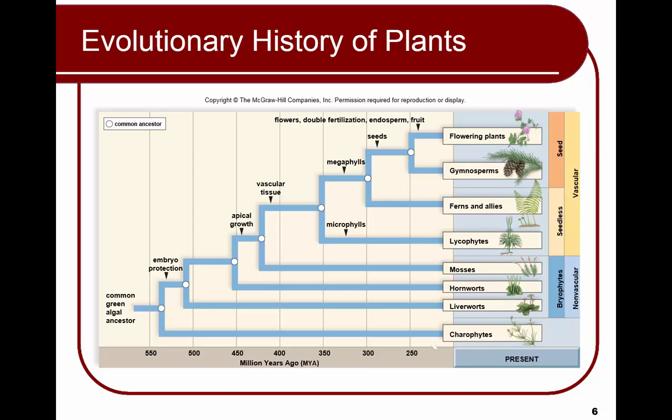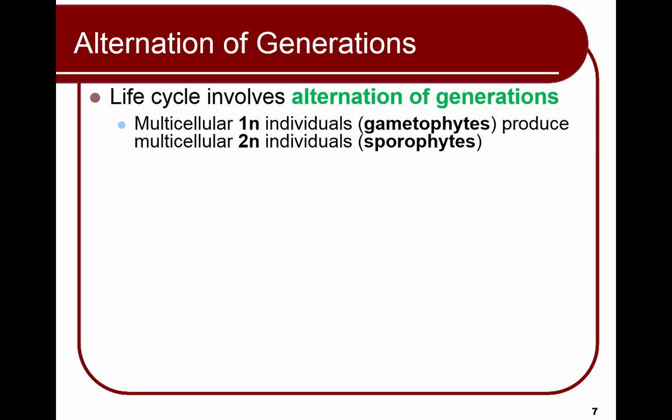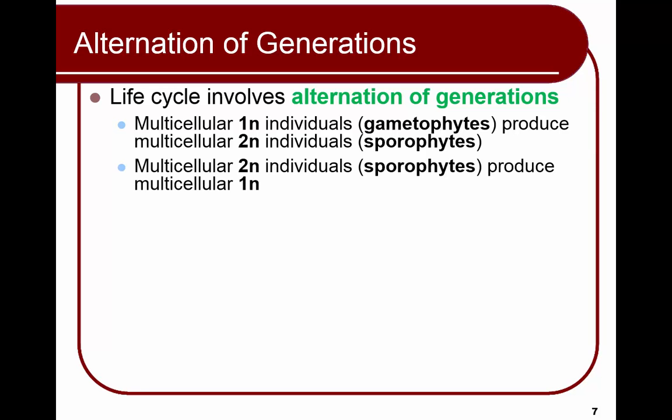This is what I asked you to look at in your book a few minutes ago, and you can see the 4 groups and how they developed these adaptations to help them survive better. Now, if we look at alternation of generations, this is just 2 alternating forms in the course of its life cycle. And we have these multicellular haploid individuals called gametophytes, and they produce multicellular diploid individuals called sporophytes. And then the sporophytes turn around and produce the gametophytes. So it just alternates between the 2 generations.